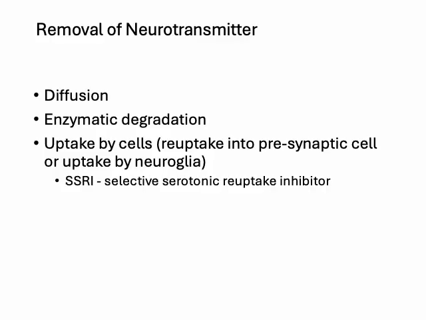I do want to mention removal of neurotransmitter because once we've dumped neurotransmitter into the synapse, we need to do something about it. And there's kind of three ways we can deal with it. We can allow it to just diffuse into the area, which is the case of adrenaline, right? This is why adrenaline stays in your system for hours. You're just kind of still a little bit stimulated because it takes a while to diffuse.